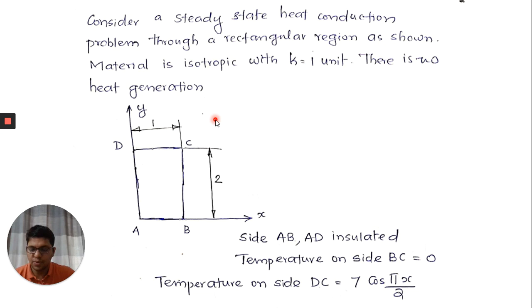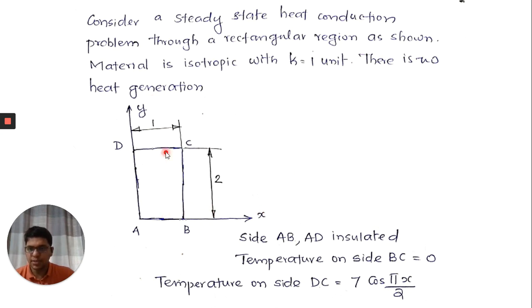So we are considering a two-dimensional problem here. We have a rectangular region represented by A, B, C, D, and we are considering a steady-state heat conduction problem. And the material is isotropic. That means Kx, which indicates the thermal conductivity along the x-axis, and Ky, which represents the thermal conductivity along the y-axis, which we discussed in the previous presentation, both will be equal. Kx will be equal to Ky, equal to 1 unit. And we are not considering heat generation. So whatever terms come with the heat generation term in the previous presentation which we derived, that will be equal to 0.